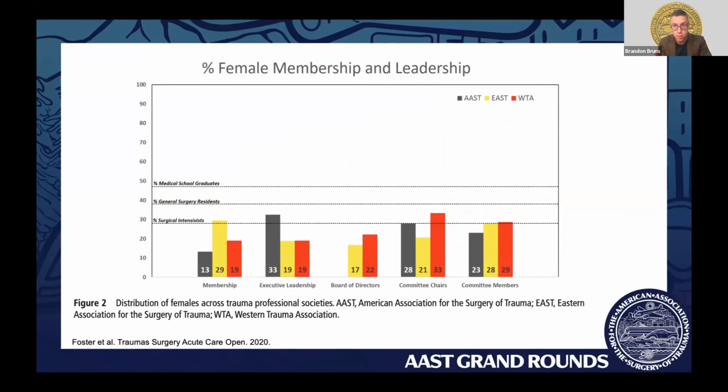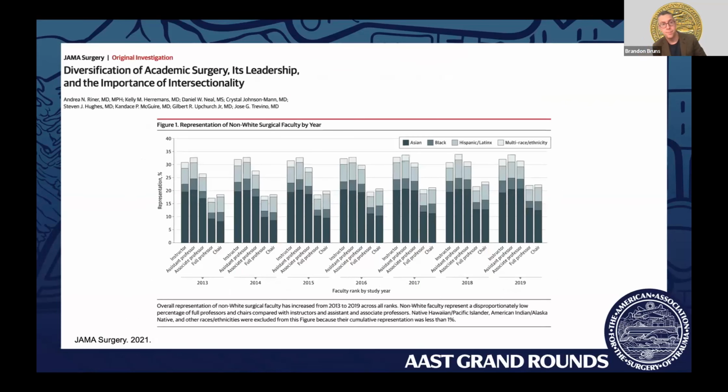For Western Trauma, which you can see in the red, women held a higher percentage of committee leadership positions and committee membership compared to overall membership. Though the AAST had the lowest percentage of female members, only 13% of the membership were females, you can see there's robust representation in both executive leadership and committee leadership.